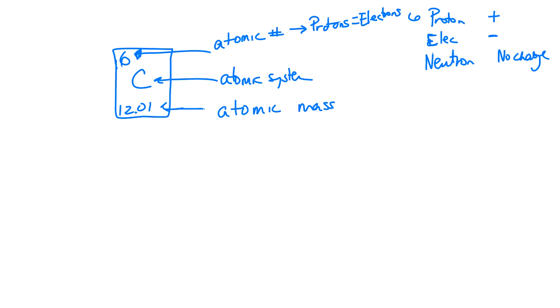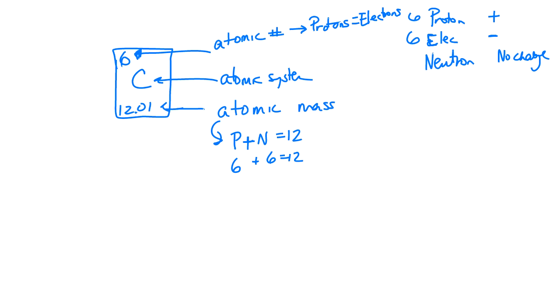Now, how do we find out how many neutrons? That has to do with the atomic mass. The atomic mass takes into account the protons plus the neutrons. So we round that number to the nearest whole number. We're saying protons plus neutrons equals 12. If there are 6 protons, what do I have to add to 6 to get 12? There must be 6 neutrons. So in the case of carbon, it's 6 of everything.